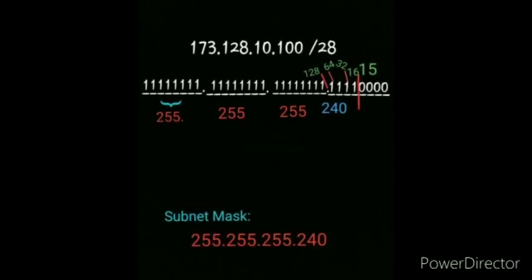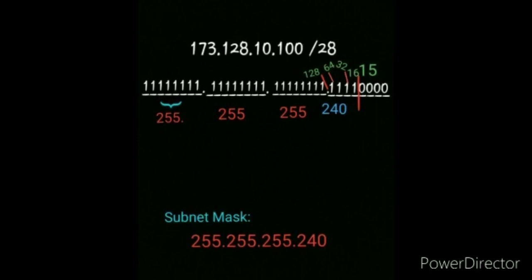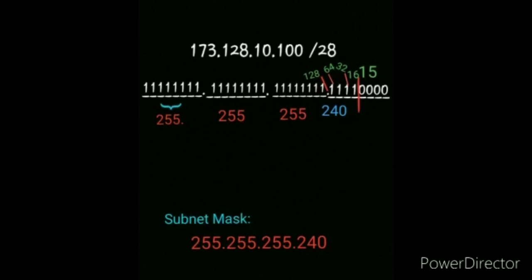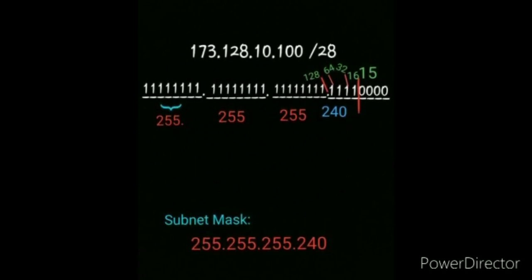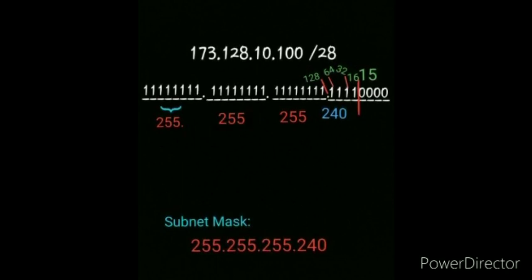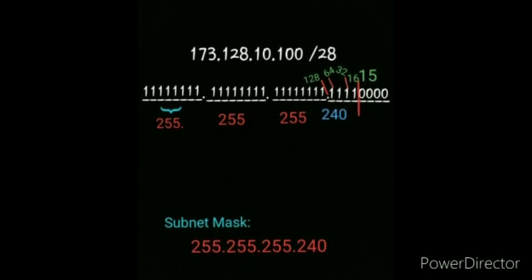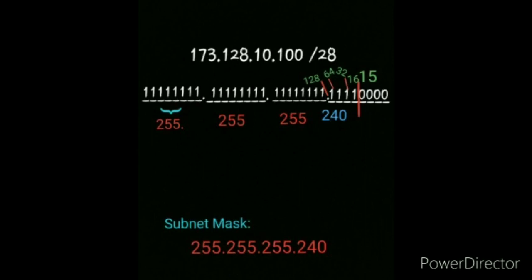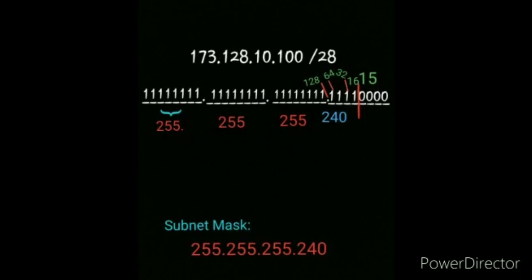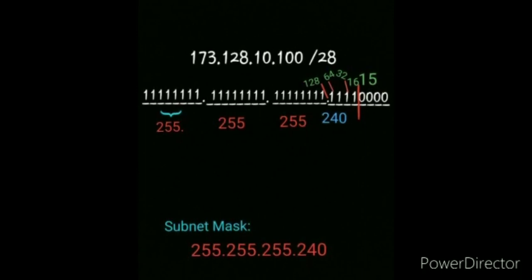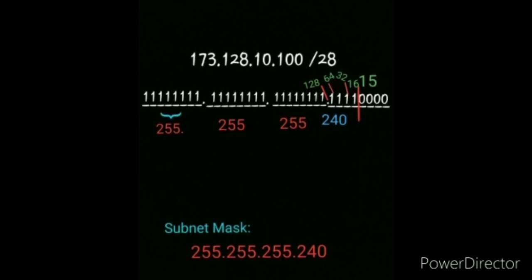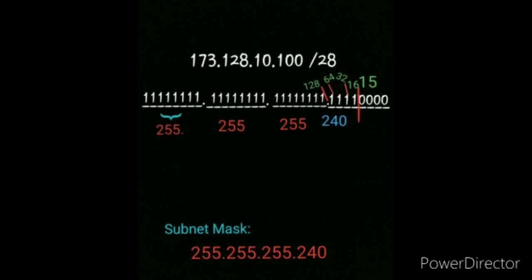So the last step will be getting the subnet mask. For you to be able to get the subnet mask, you just need to add all the bits on. So the first octet is 255, second 255, the third is 255, and the fourth is 240. The total bit is 255 minus the 15, which is the value of the 240, then the subnet mask will be 255.255.255.240.